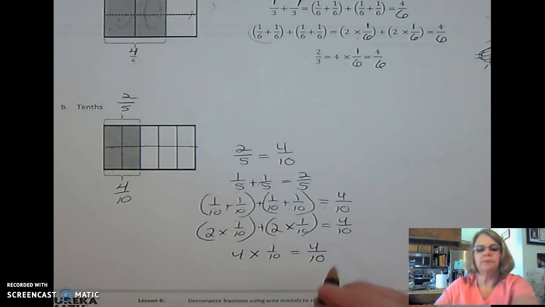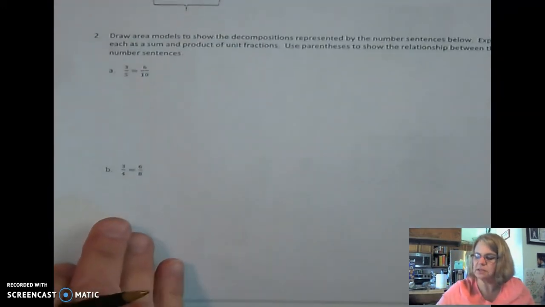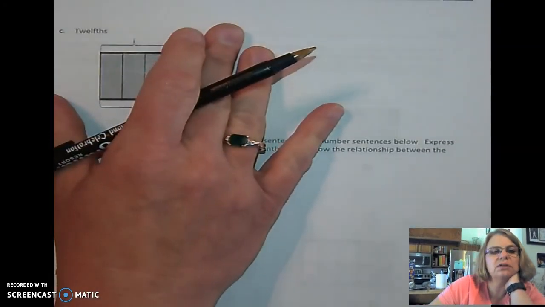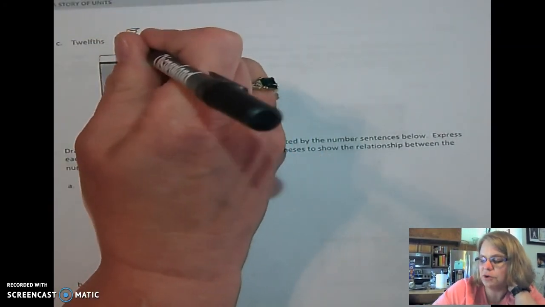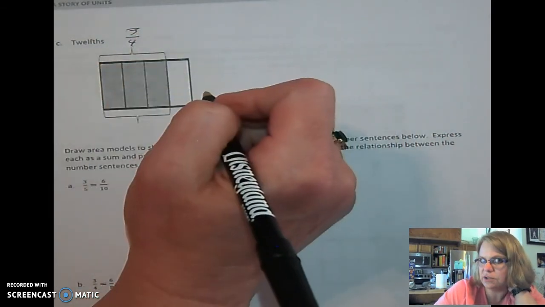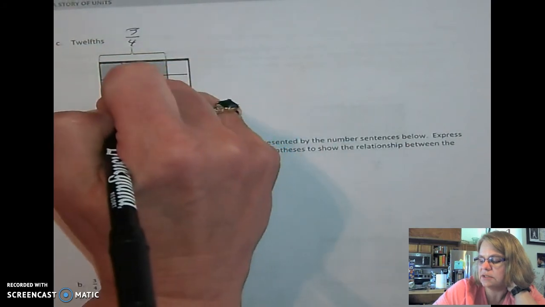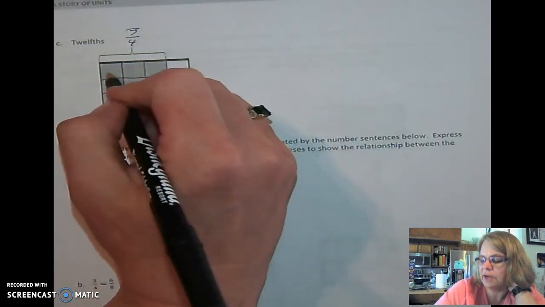Okay, so let's turn the page over and see what's on the back of this. I'm going to let you go ahead and do this on your own. So I'll start you off. We have 3/4. We need to divide it into 12ths. In order to divide 4ths into 12ths, we need to divide this into 3 boxes. So now we have 12ths.